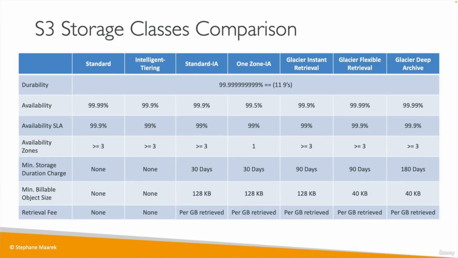So if you compare all the storage classes, you don't need to remember these numbers, but it's just for you to make sense of what they are. You get durability of 11 nines everywhere. Then the availability goes down the fewer zones you have, of course. It also shows you, for example, the minimum storage duration charge and so on. So take some time to look at this diagram on your own. You should understand it, but you should not remember it for sure.